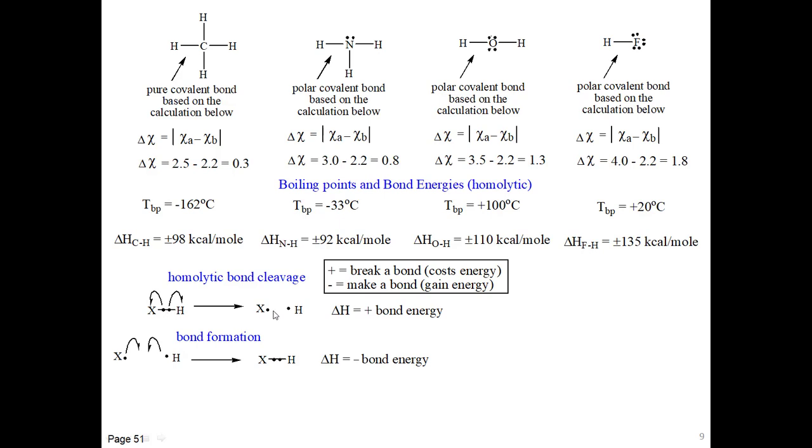We've made it uncomfortable. If you turn that around and look at bond formation, this would be fantastic because I have 2 very reactive free radicals making a very good bond over here with an H. And so that would be a negative value for the bond energy. Money in the bank for you. Over here you'd have to pay for that.